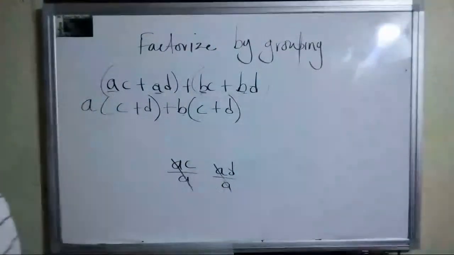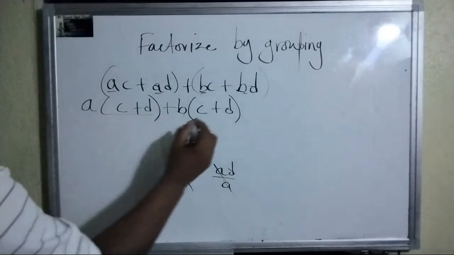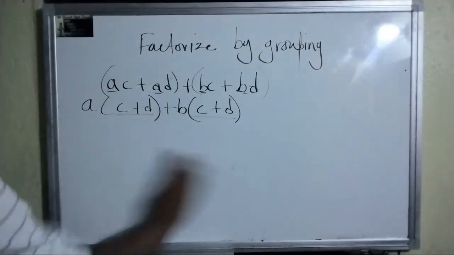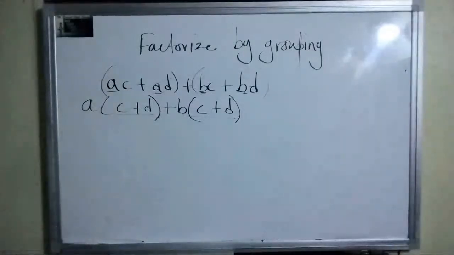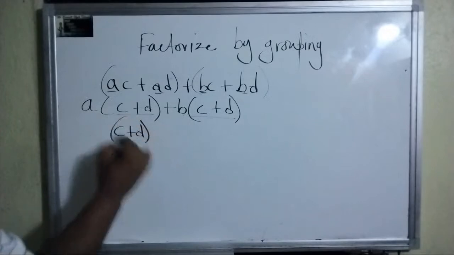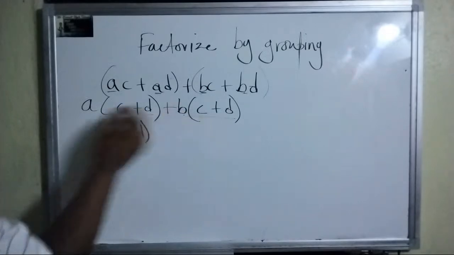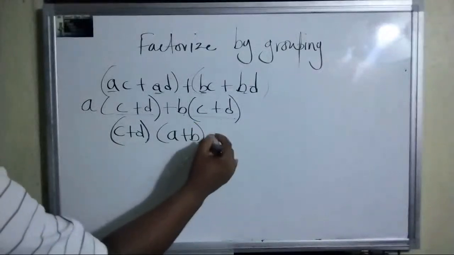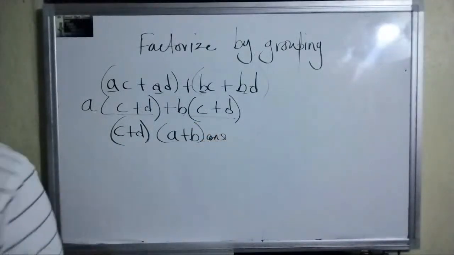Now if you look closely, you will notice that C plus D is common to both. So remember, factorization is just taking out what's common, right? So C plus D is common to both. So we take it out one time, and then we take out what's outside, which is A plus B. And that will be our answer. Alright?